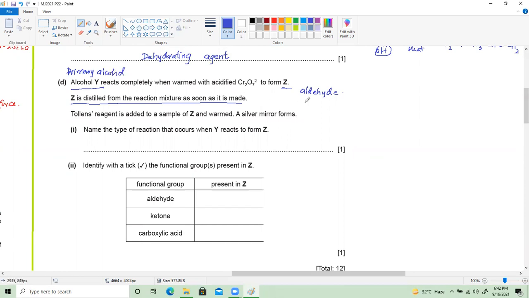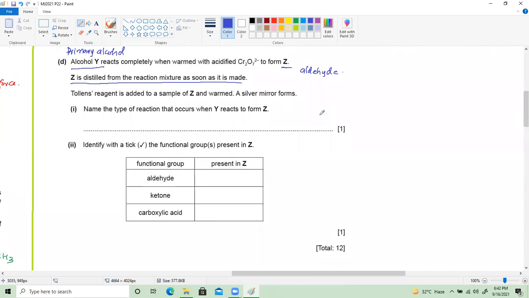So when a primary alcohol is oxidized, it converts into an aldehyde, and as soon as aldehyde is made, it is distilled from the reaction mixture, and it is not allowed to convert into a carboxylic acid because we know aldehydes can very quickly oxidize to carboxylic acids. So Tollens reagent is added to the sample of the Z and warmed. A silver mirror forms. Name the type of reaction that occurs when Y reacts to form Z. We call it what? Oxidation reaction.